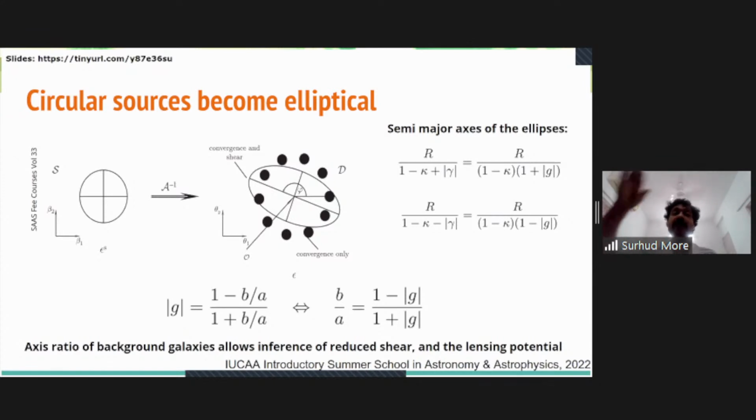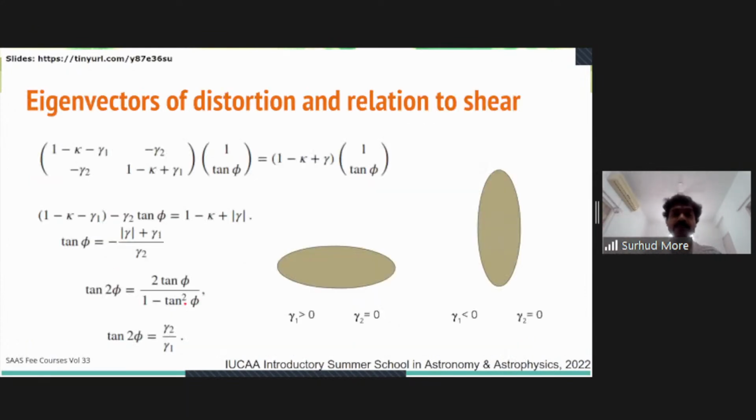So this way you can map out the shear at different locations in the sky. You take galaxies at different positions, you measure their shapes. When you measure their shapes, they tell you about the shear itself, which is present on this sky. Okay? Once you know the shear, then you know the lensing potential.